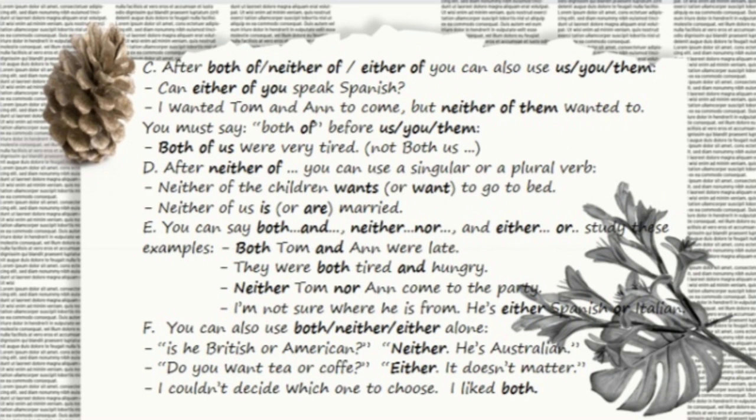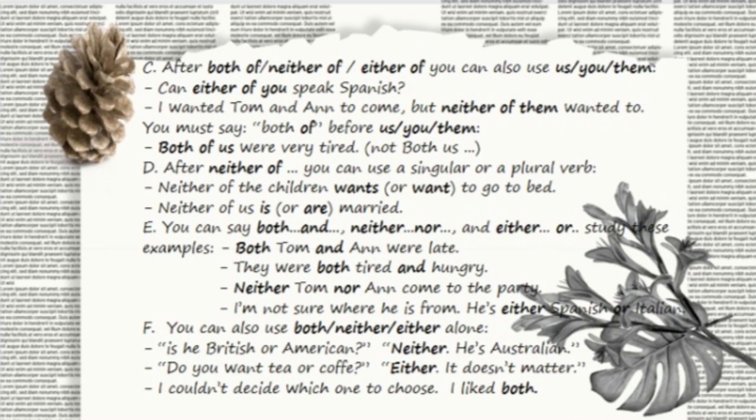D. After neither of, you can use a singular or a plural verb. For example, neither of the children wants to go to bed. The other example, neither of us is or are married.